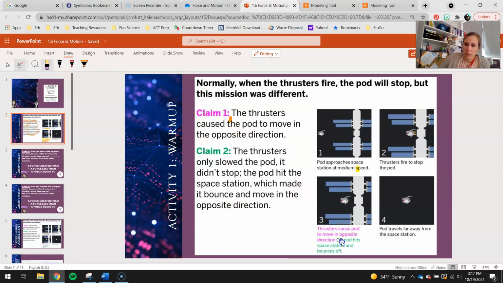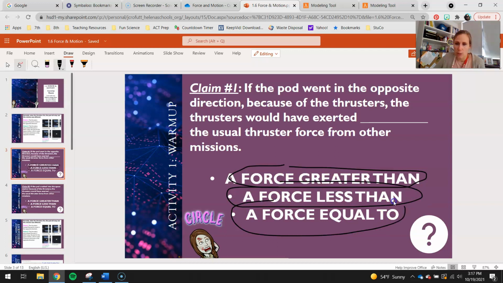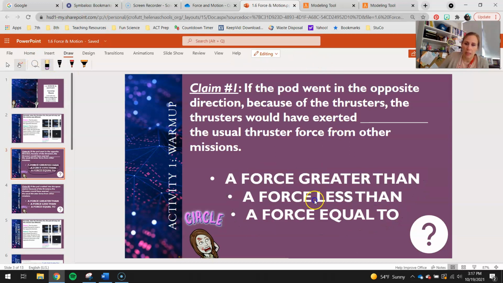All right, moving on to your warm-up question, knowing a little bit more about claim 1 and 2. Let's take a look at claim 1. If the pod went in the opposite direction because the thrusters would have exerted blank the usual thruster force from other missions, use your draw tool to circle either a greater force than, a force less than, or a force equal to the usual thruster force from other missions. Which phrase fills in that blank?